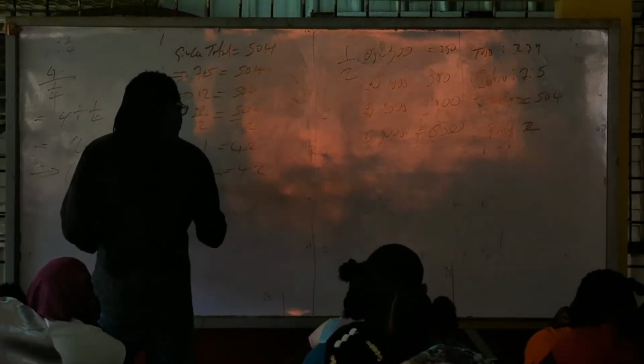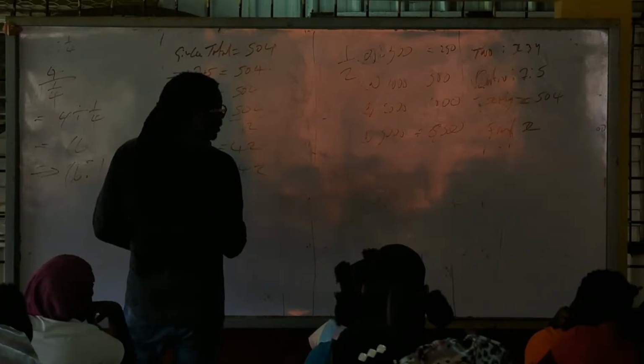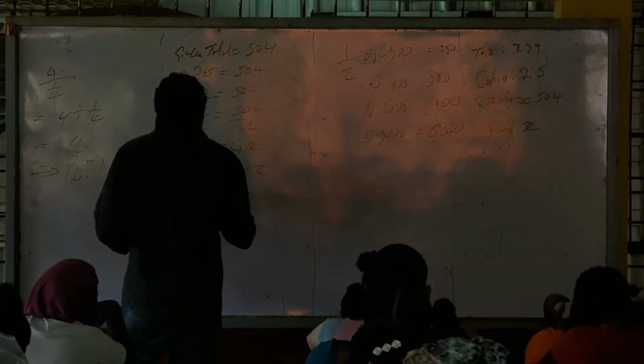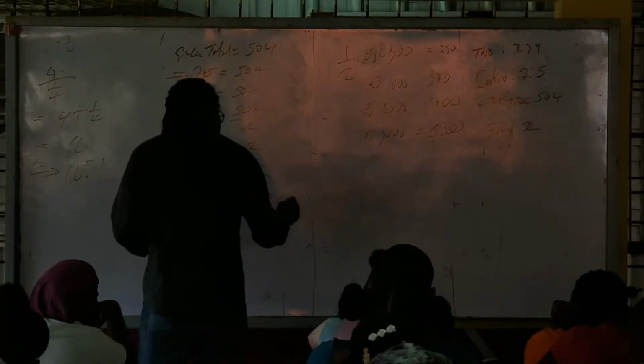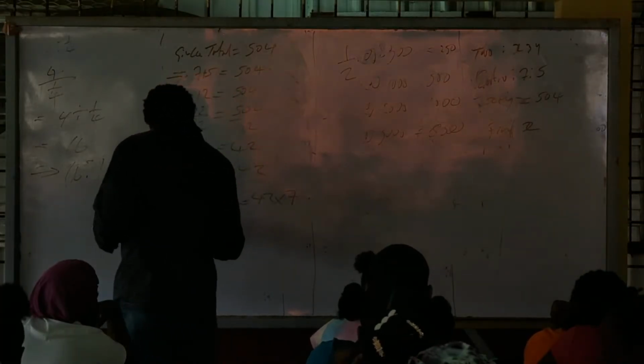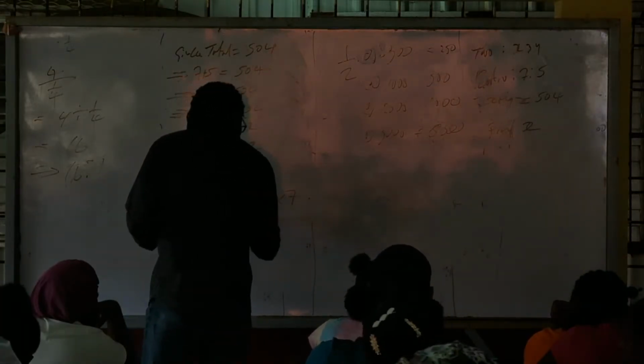Therefore, X is what? 7 portions equals 42 times 7. How much does that equal?